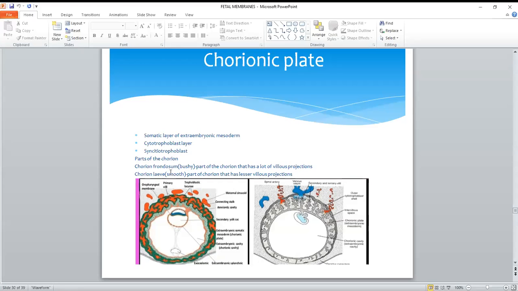So we have the chorion frondosum and the chorion laeve. The chorion frondosum is the bushy chorion. If you look here, we have less chorion, and then here we have more. Here it looks more bushy, right? It's the part of the chorion that has a lot of villus projections. Around here there are fewer villus projections. So this is the chorion frondosum, and this is the chorion laeve.